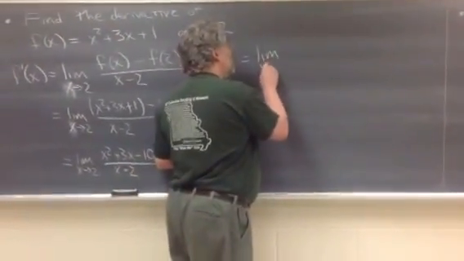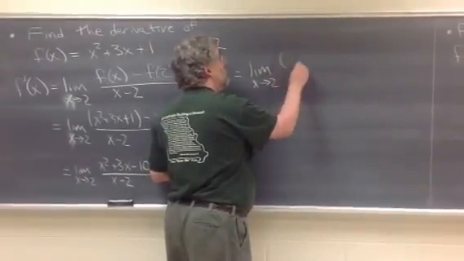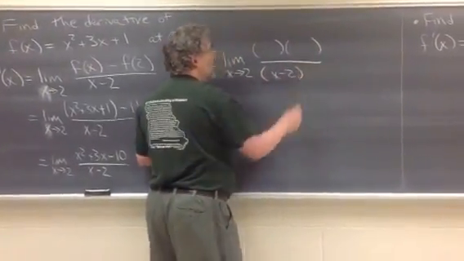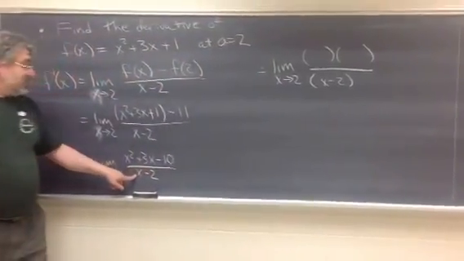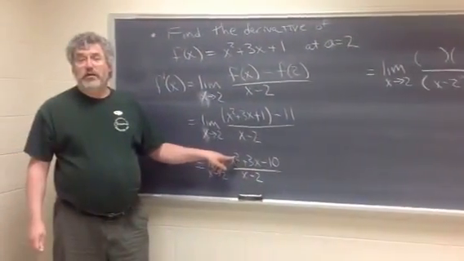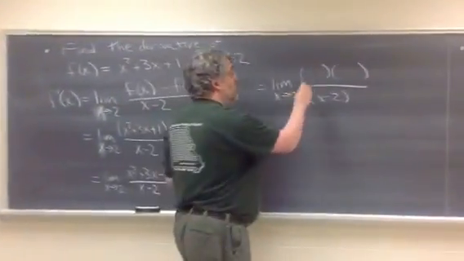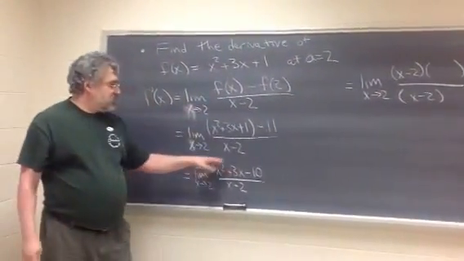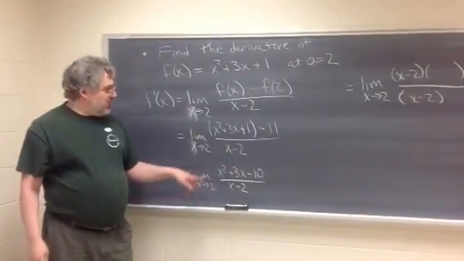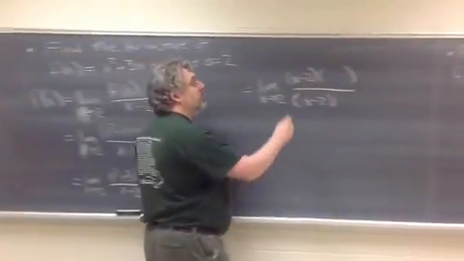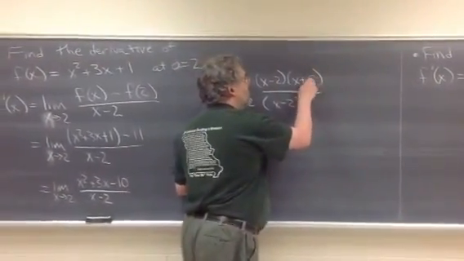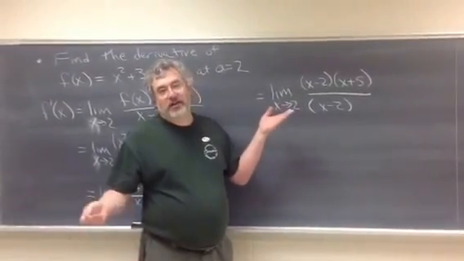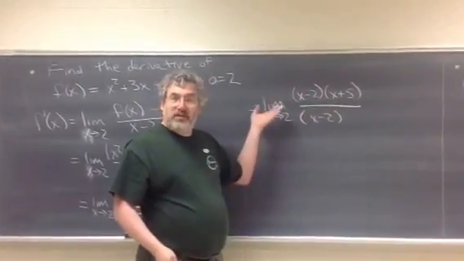It's still a limit. X goes to 2. But the top is going to factor, and the bottom is just x minus 2. Now, the nice thing is, since 2 makes this 0, we know one of the factors is x minus 2. Do a little checking and so forth. The other one's going to be x plus 5. See, I said you needed some algebra. That's not hard algebra. It gets worse, sorry. But for now, hopefully that makes sense.